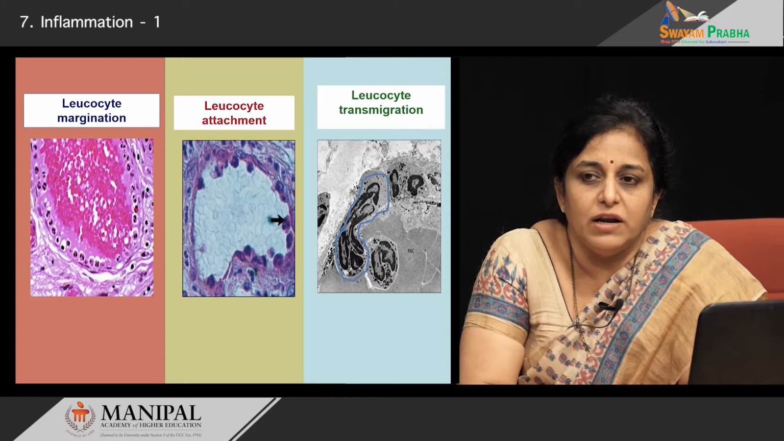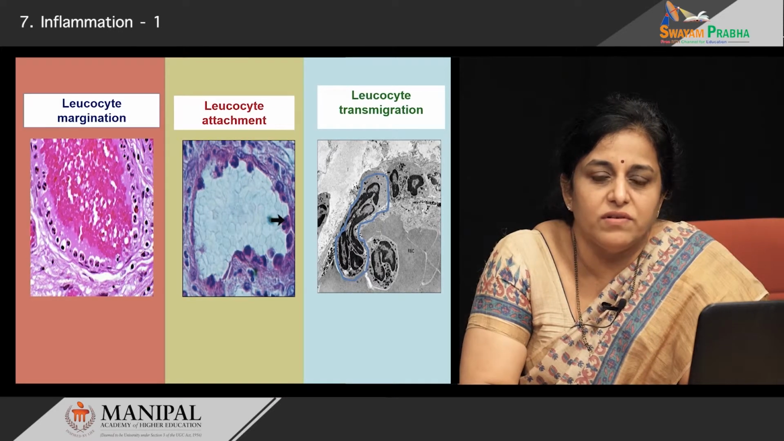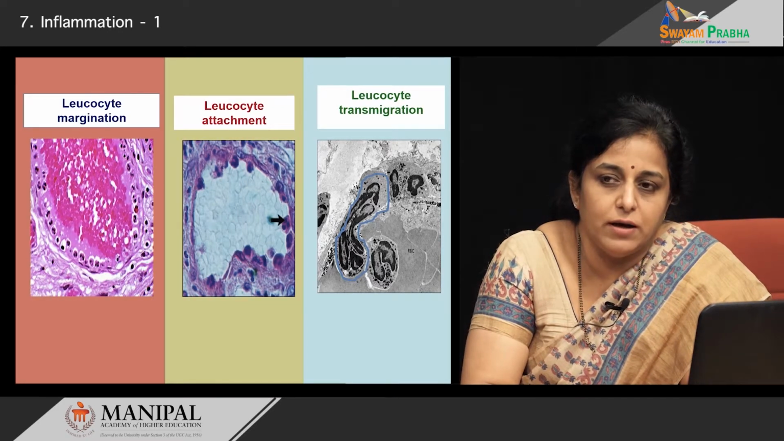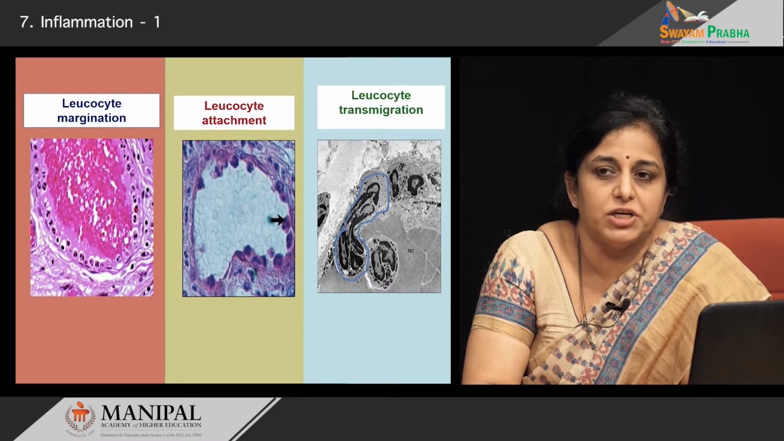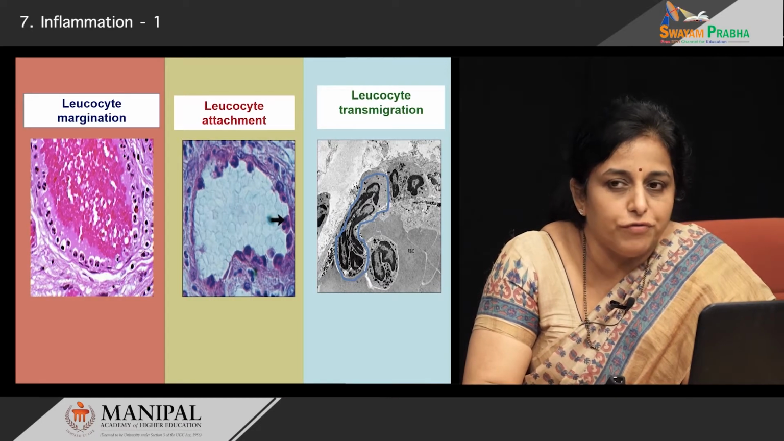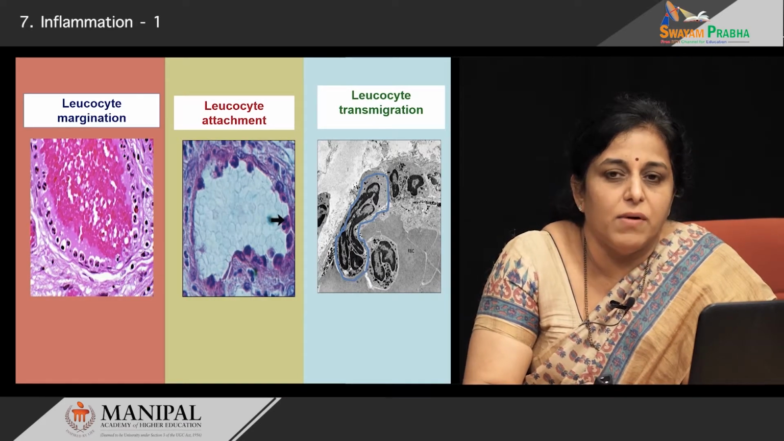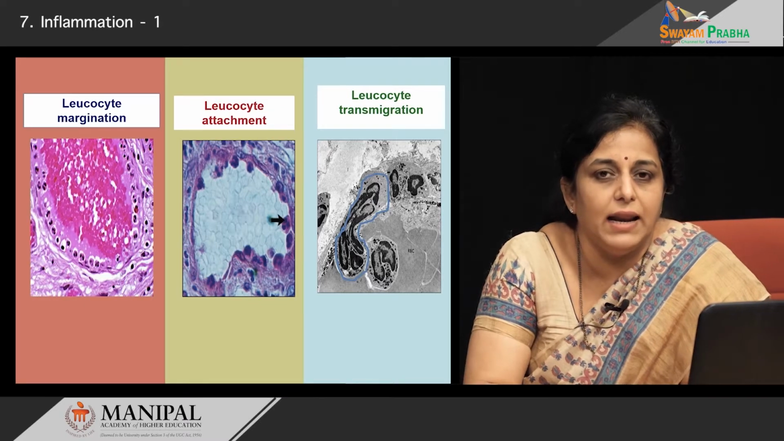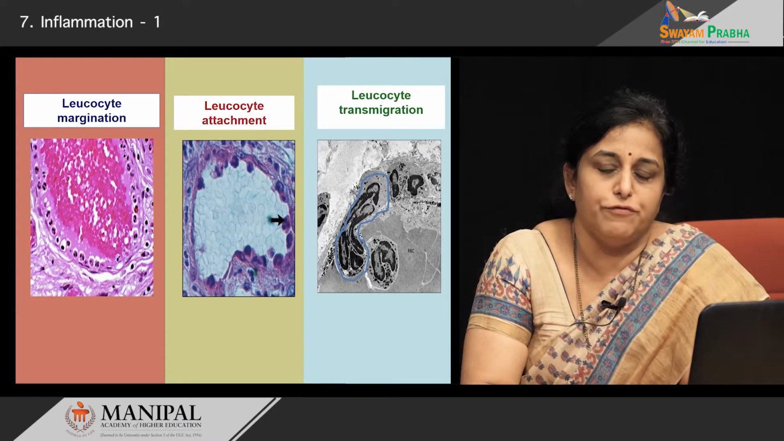So, this picture on the left side you can see the blood vessels. The neutrophils are showing margination. They normally reside in the center of the vessels, but here there is margination. You can see them being aligned along the endothelial surface.